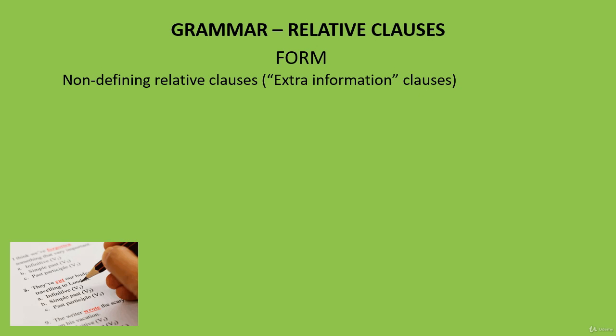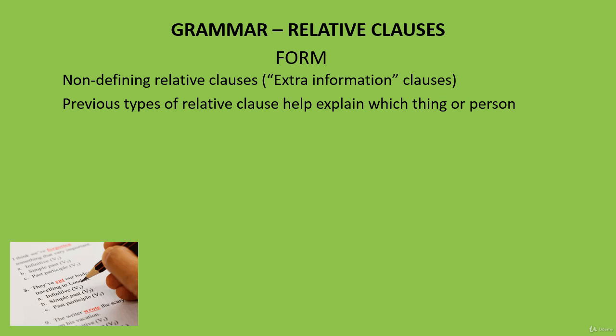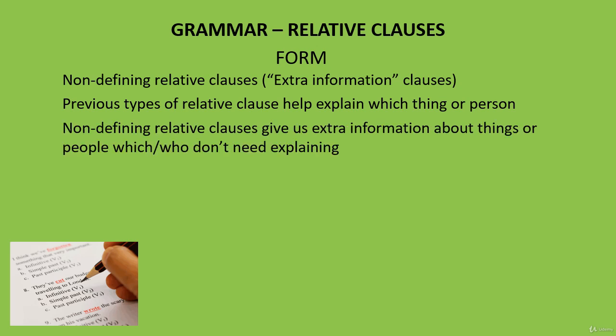Let's look at non-defining relative clauses. Some people call them extra information clauses. Now don't panic, they're very similar to the clauses that you have seen before. The previous types of relative clause help explain which thing or person, because we don't know. But a non-defining relative clause gives us extra information about things or people which we already know or which don't need explaining. They work in the same way as other relative clauses, but there are added commas.